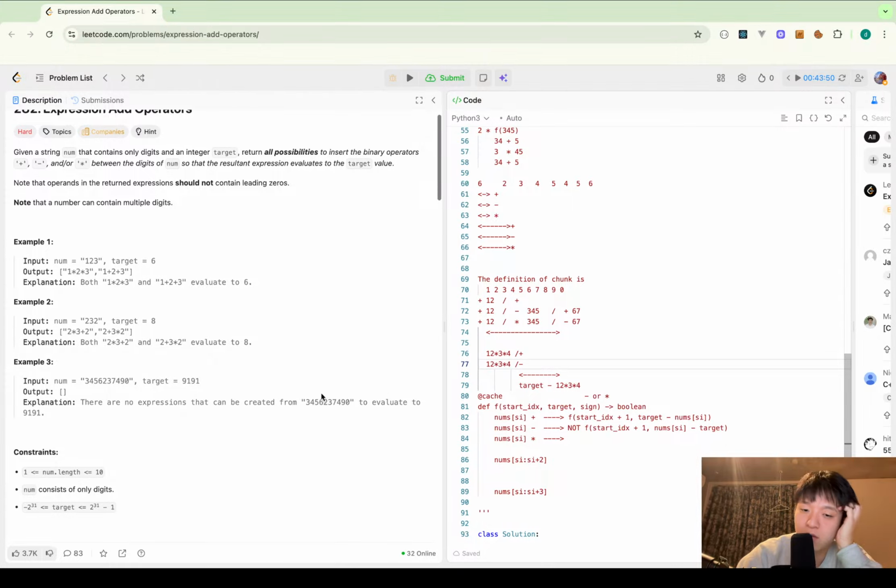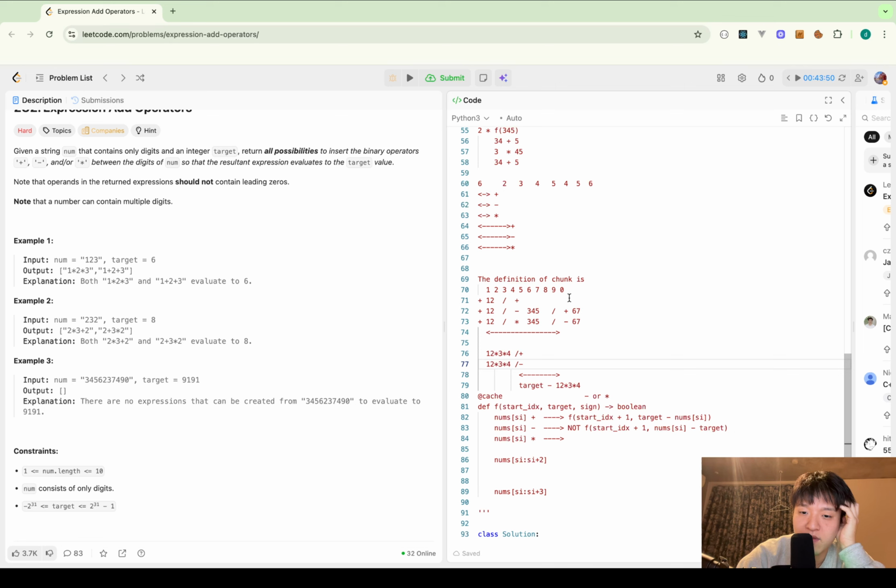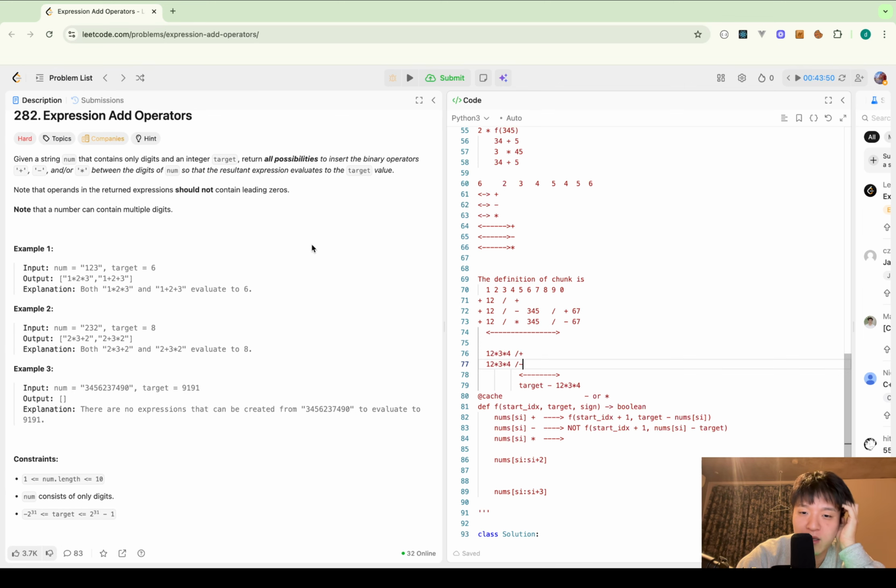But the problem here is the target number should be quite specific. So passing the target here, actually with this, the memorization wouldn't work well. So I'm wondering if dynamic programming is a good tool to use here. But anyway, yeah, I think I can use the chunking in this way.